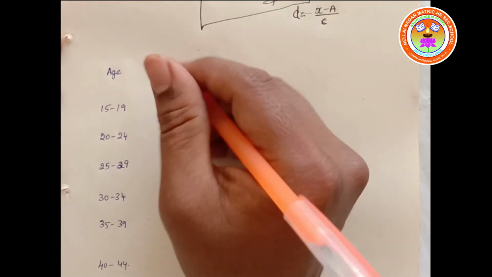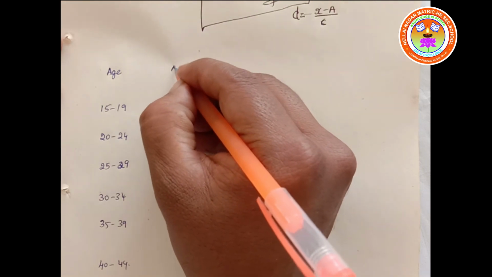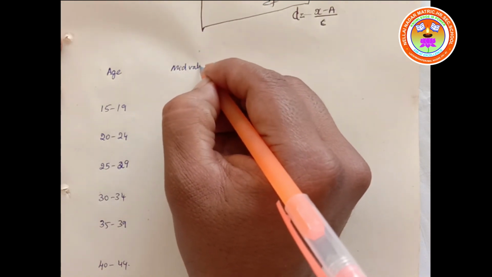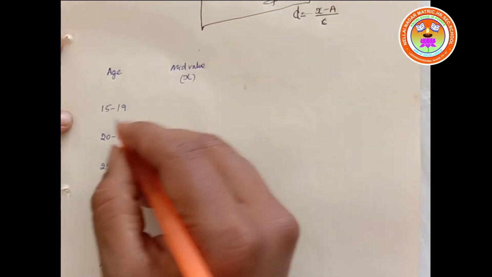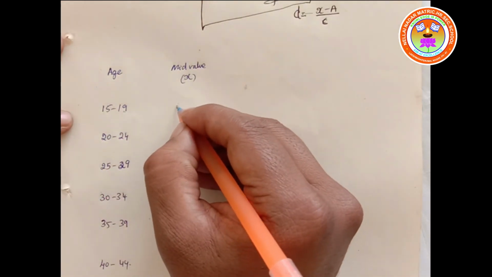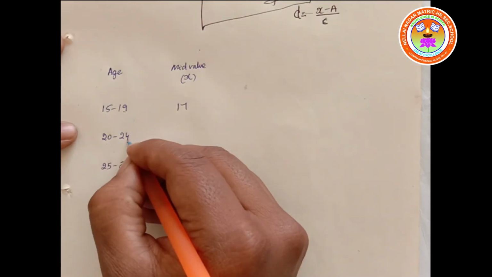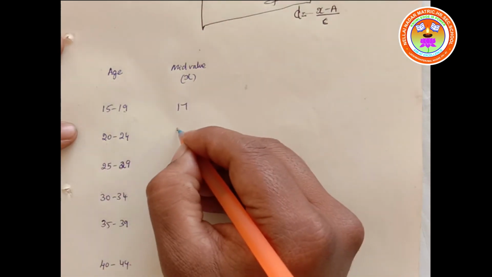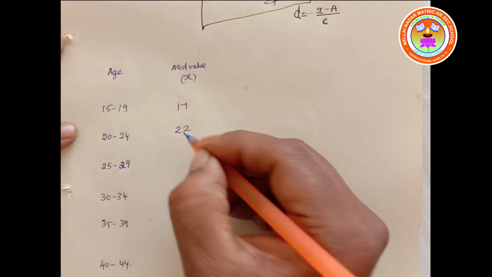It's clear, children? Mid value, that is x. You're going to add 15 plus 19 is 34. 34 divided by 2 is 17. 20 plus 24 is 44. 44 divided by 2 is 22.